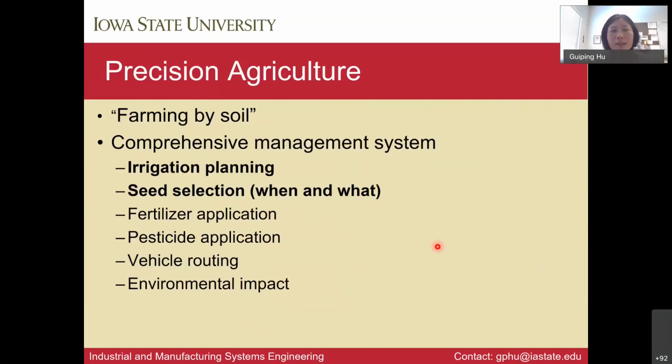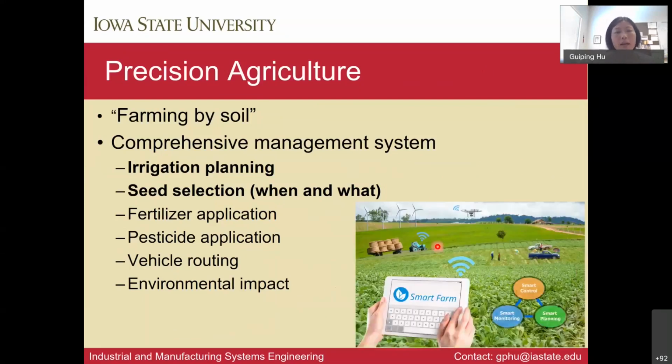And then another slide which I want to talk about is precision agriculture, because our topic today is on plum breeding. But I think precision agriculture is really involved and should be integrated in the breeding process. So just one quick slide. I know that we are going to dive into the specifics. But it started from the concept of farming by soil. And some of my work has to do with precision comprehensive management. We have worked on papers on irrigation planning.